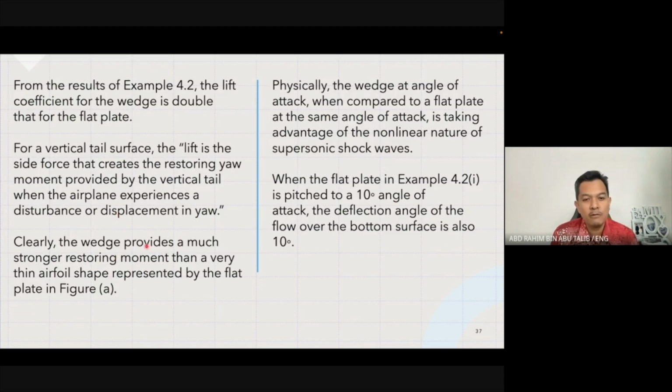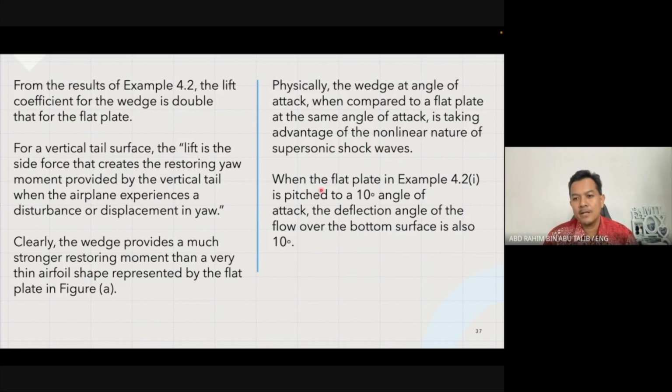Clearly, the wedge provides a much stronger restoring moment, so it can stabilize the vehicle itself, than a very thin airfoil shape. Because if it is a very thin airfoil shape, the resultant forces, the lift itself is very small compared to the wedge surface, right? As presented in figure A earlier. So physically, the wedge at an angle of attack when compared to a flat plate at the same angle of attack is taking advantage of the non-linear nature of the supersonic shockwave. So this is the physical explanation of the theory and example that we have already seen just now.